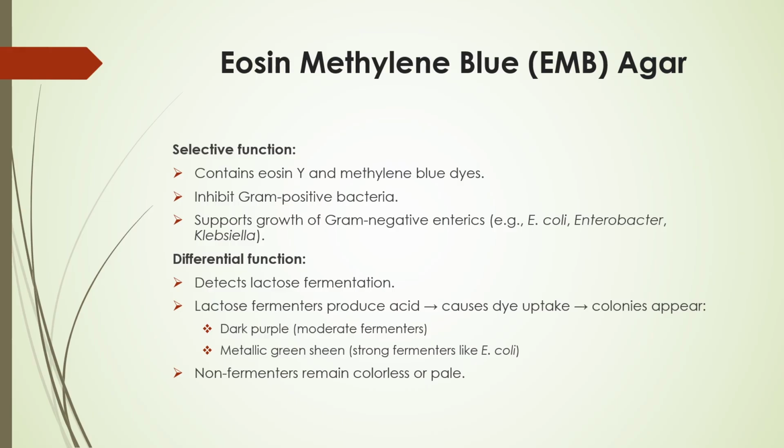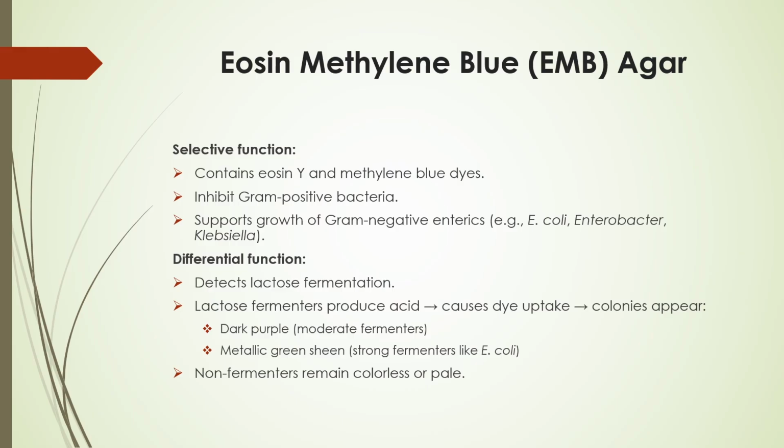Gram-negative enteric bacteria can be isolated and identified using eosin methylene blue agar, a selective and differential medium. Eosin Y and methylene blue dyes inhibit gram-positive bacteria while permitting the growth of gram-negative organisms such as Enterobacter or E. coli, giving it its selective action. EMB differentiates by lactose fermentation as well. Lactose fermentation by bacteria results in the production of acid, which precipitates the pigments and colors the colonies.